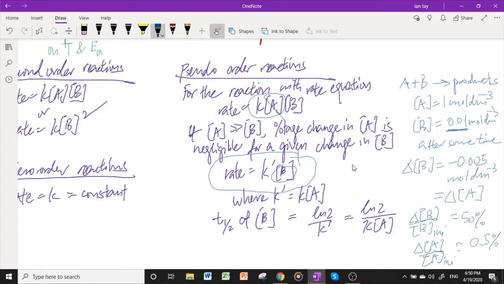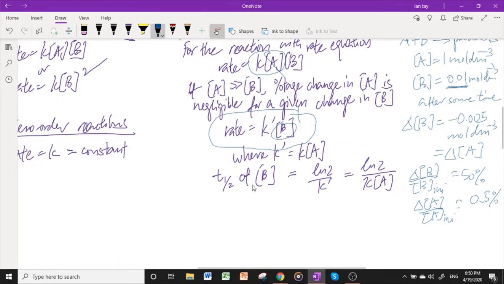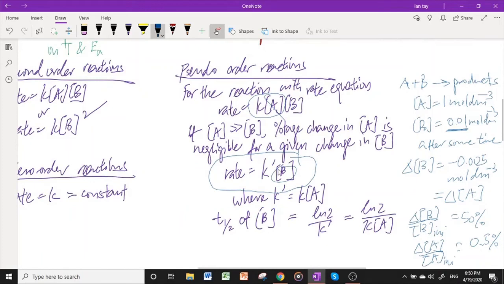So this is a pitfall that many students fall into, thinking that for a pseudo first order reaction, the half-life is really independent of everything except temperature. But no, it is also dependent on the other reactant, which we assume to be roughly constant.